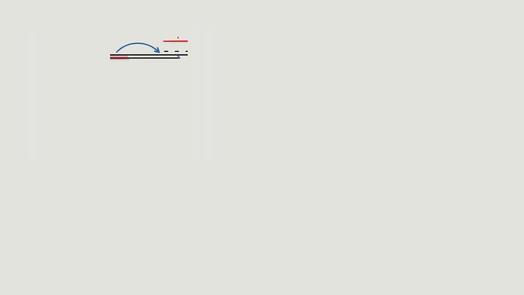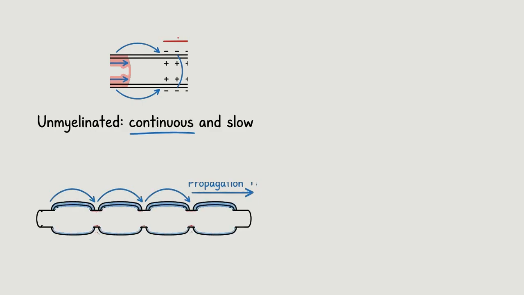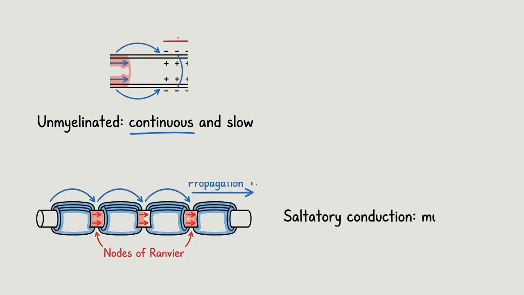The impulse travels along the axon because depolarization in one region triggers depolarization in the next. In unmyelinated axons, this happens continuously and is slow. In myelinated axons, the membrane is insulated by myelin, with gaps called nodes of Ranvier. Action potentials are regenerated only at the nodes, so the signal appears to jump. This saltatory conduction is much faster and more energy efficient.